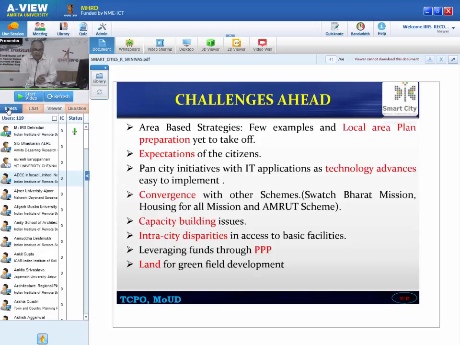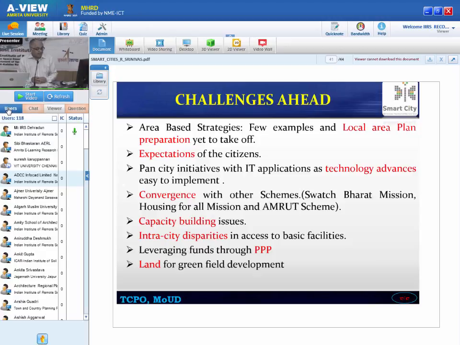Whether all the smart cities have adequate capacity to implement the area-based strategies is also a very big question mark. Of course, it will be a challenge. Then intra-city disparities, disparities within the city. For example, in an area-based strategy, the city identifies certain areas but forgets about other areas. This may lead to intra-city disparities in access to basic facilities. It may also lead to some sort of discontentment among the elected municipal councillors in the ULBs, and there may be a lot of difference of opinion. So these are all apprehensions.